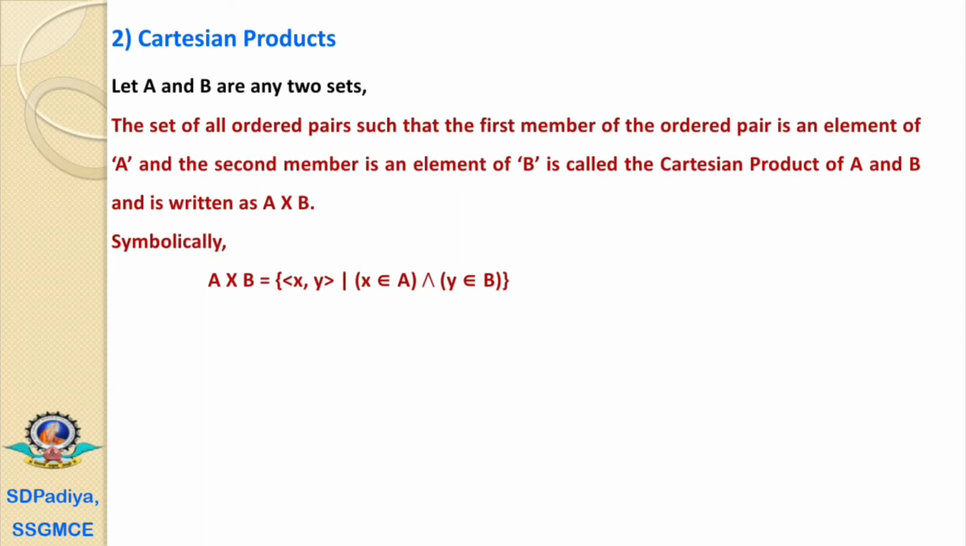If we have two sets, then we can find the Cartesian product between the elements of these two sets. Let A and B be any two sets. Then the set of all ordered pairs such that the first member of the ordered pair is an element of A, that is, an element of the first set, and the second member is an element of B, is called the Cartesian product of A and B and is written as A cross B.